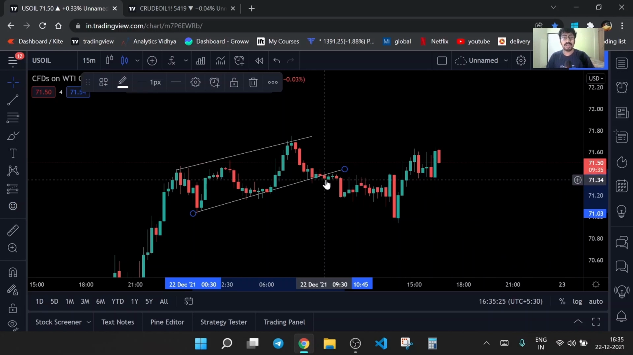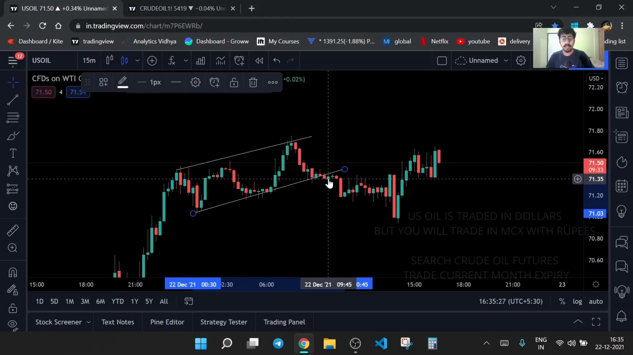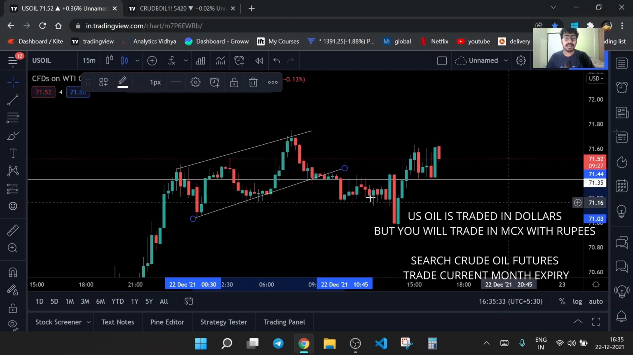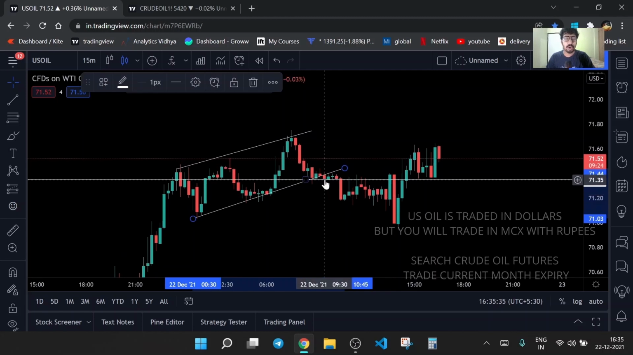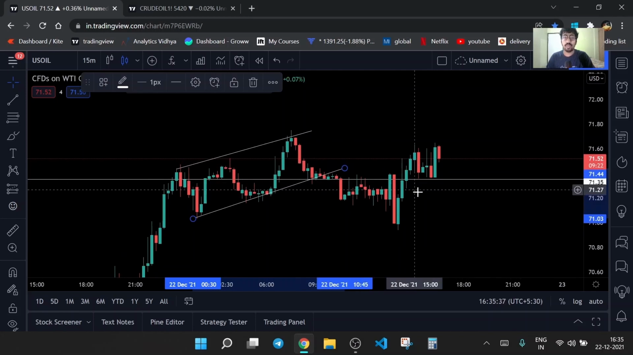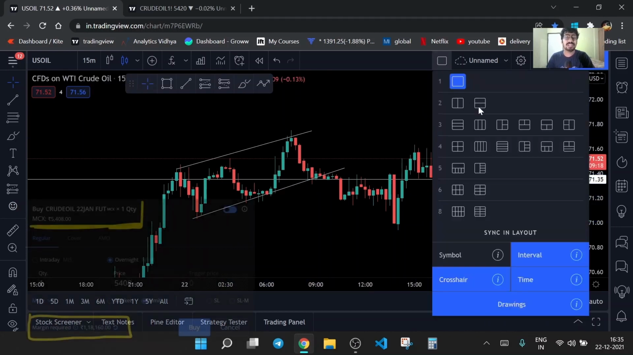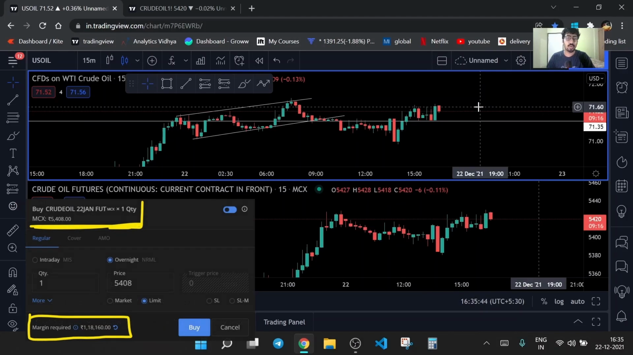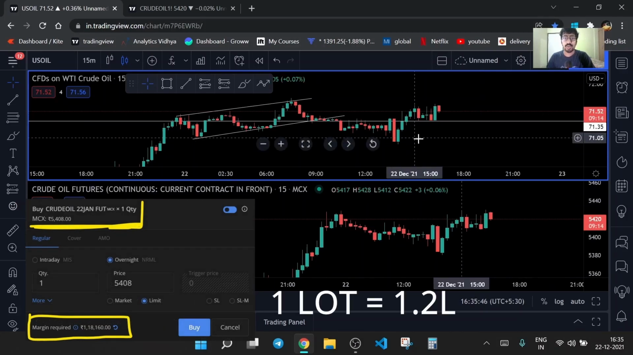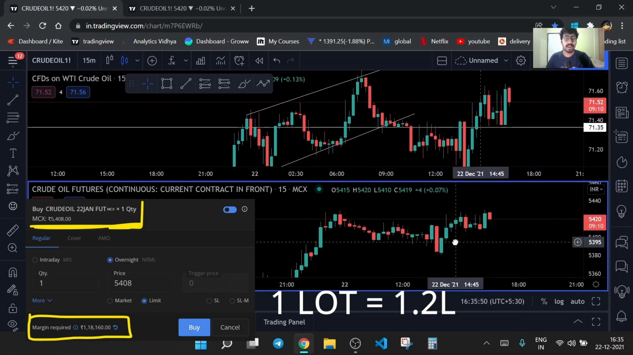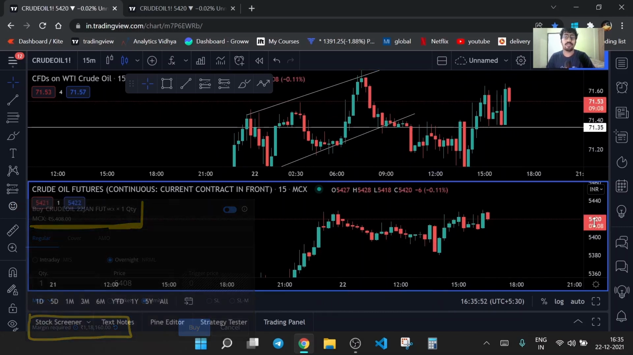What you're going to do is, first you're going to mark this level, at what level it is. It is at $71.35, right? Obviously when it has given a breakdown at $71.35, you're not going to trade US oil. So you're going to have a second chart, which is the futures chart of Indian MCX crude oil, right? Which is this one. When you see it that way, the number is completely different in here, somewhere around the 5,000 level.